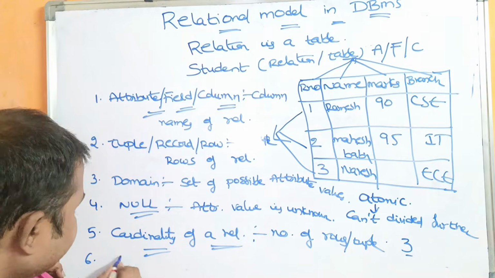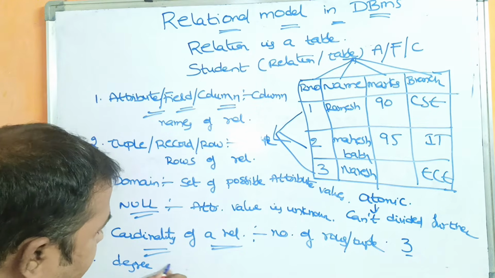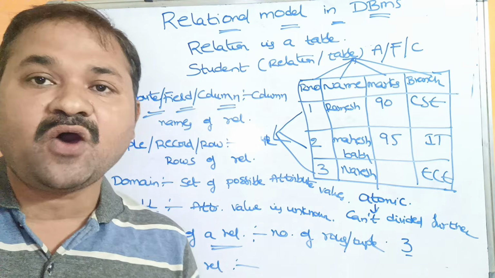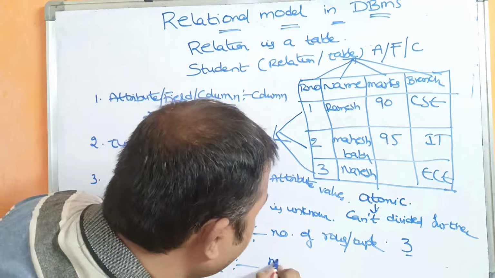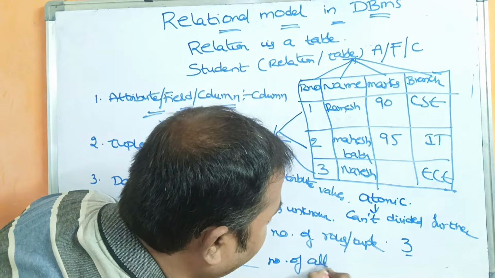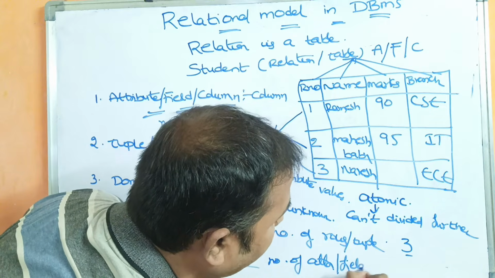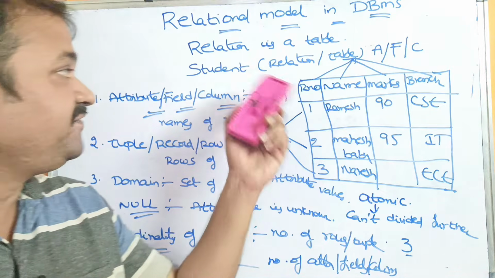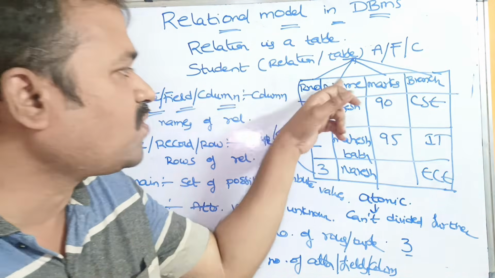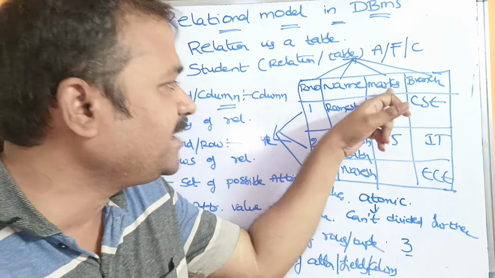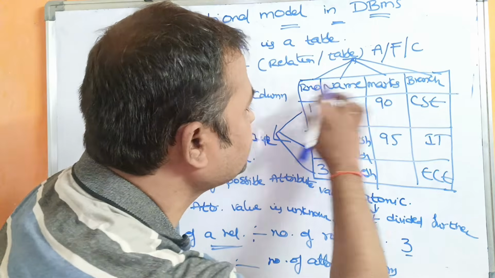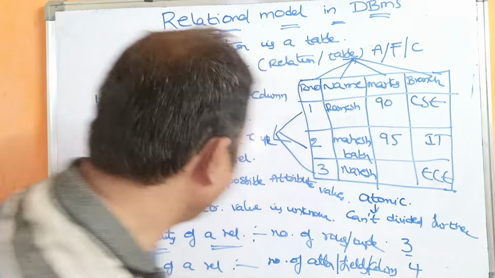And the next one is degree of a relation. Degree means the number of attributes, or fields, or columns of the relation. If you take the student relation, here we have 4 attributes: roll number, name, marks, branch. So the degree of the student relation is 1, 2, 3, 4.